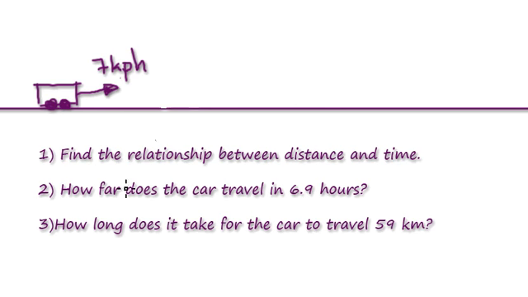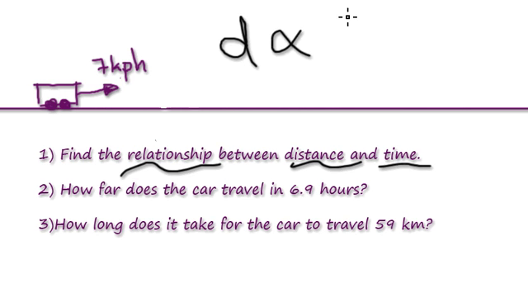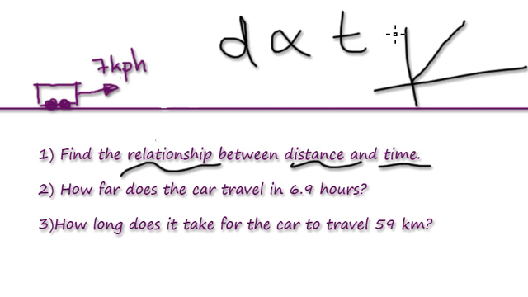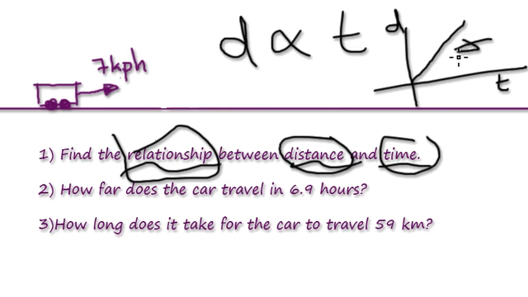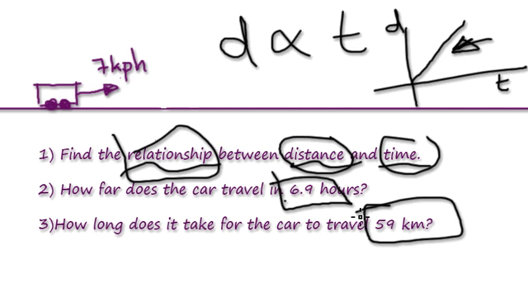Anyway, find the relationship between distance and time. If you're told that d is directly proportional to t, then you know the graph will look something like this: d, distance, and t, time. Finding the relationship between distance and time means finding the equation of this line. Then once you've got your equation, find how far the car would have traveled in 6.9 hours, and how long it would take for the car to travel 59 kilometers.